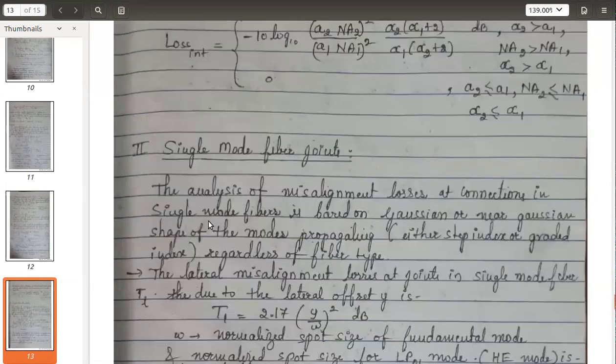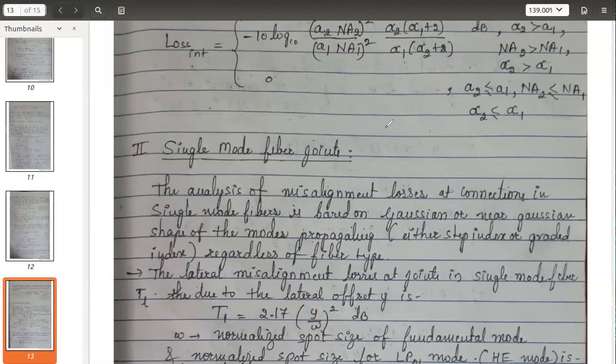The analysis of misalignment losses at connections in the single mode fibers is based on the Gaussian distribution. Just now I told you. The lateral misalignment loss is given by T_L equal to 2.17 (y by omega) whole square dB. Now, what is y? y is the offset.